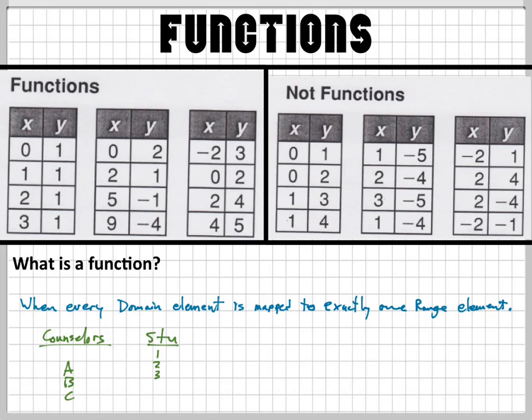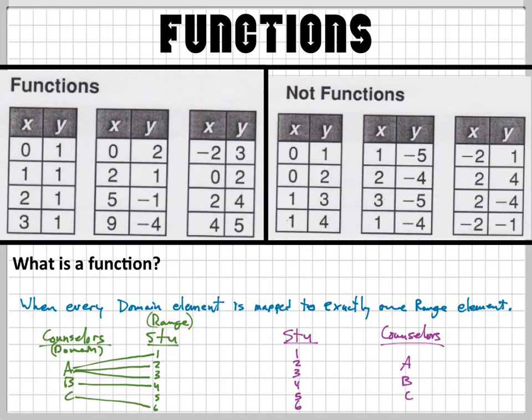Let's see, 1, 2, 3, 4, 5, 6. We'll say we have 6 students. Now, we know there's more than 6 students. We know there's more than 3 counselors. But would it be a function if I said from counselors to students? Like if the domain was counselors and it went to students, is that a function? No. How do you know that's not a function? So this one right here, the green one, is not a function because a counselor can have multiple students. See, this one is mapped to 3 different elements in the range. It's 3 different students, and so that one is not a function.